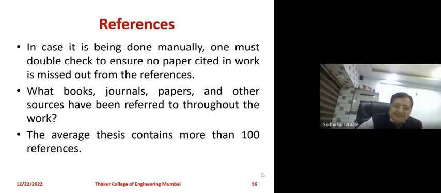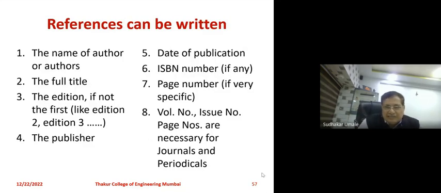References can be written in different ways according to the publication. Name of the author or authors, full title, the edition number if mentioned, maybe edition 2, 3, like that. The publisher name, date of publication, ISBN number if any, and page numbers if specifically mentioned in the literature. Volume number, issue number, and page numbers are necessary for journals and periodicals.